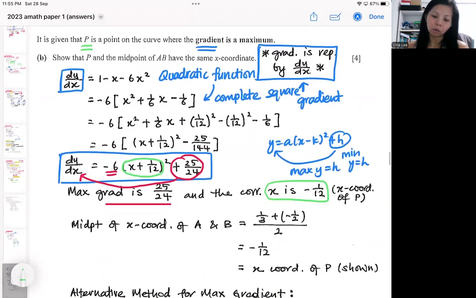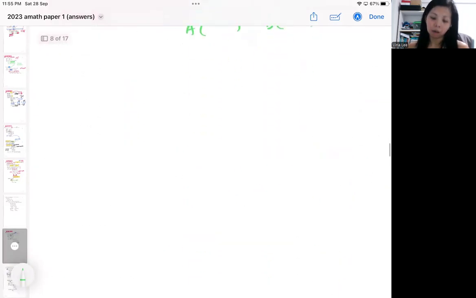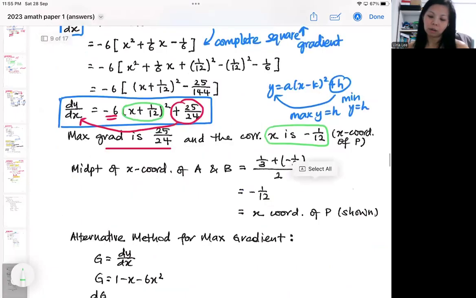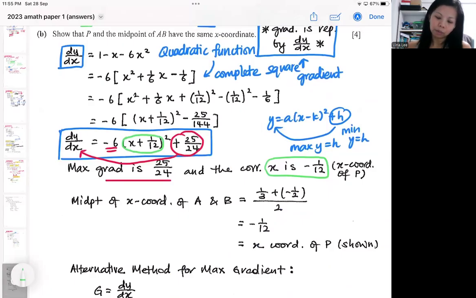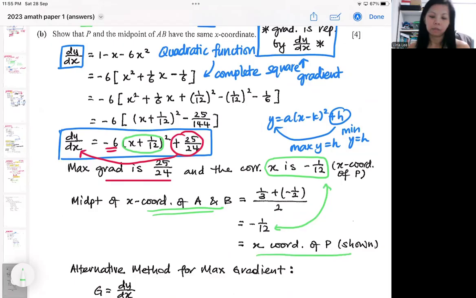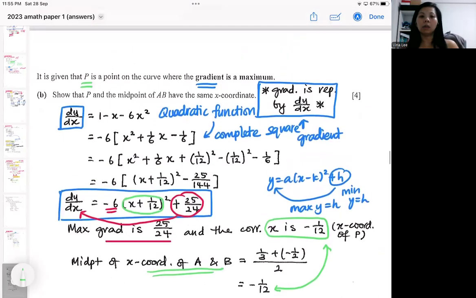Actually, if you don't find the y coordinate, it is still okay, because after you get the x coordinate for P, you use the midpoint from your previous x coordinate, and you will find that you actually get the same. So the whole thing is you apply your concept of maximum gradient, get the coordinate of P, and show that it's actually the midpoint of AB. The midpoint of AB is used from the first part. So you can prove it by the x coordinate, and that's fine.